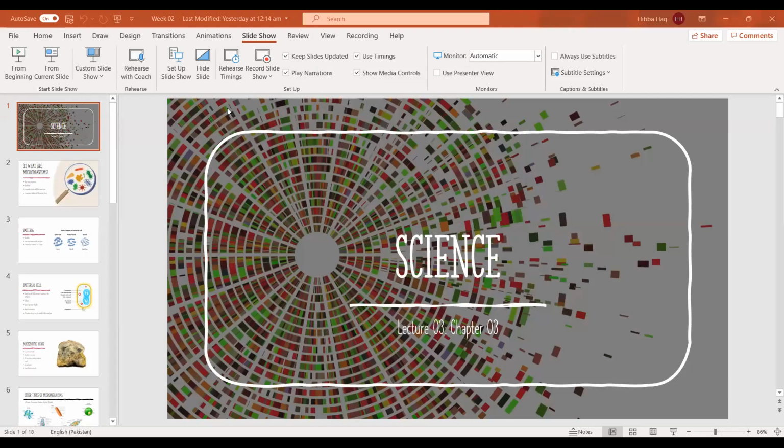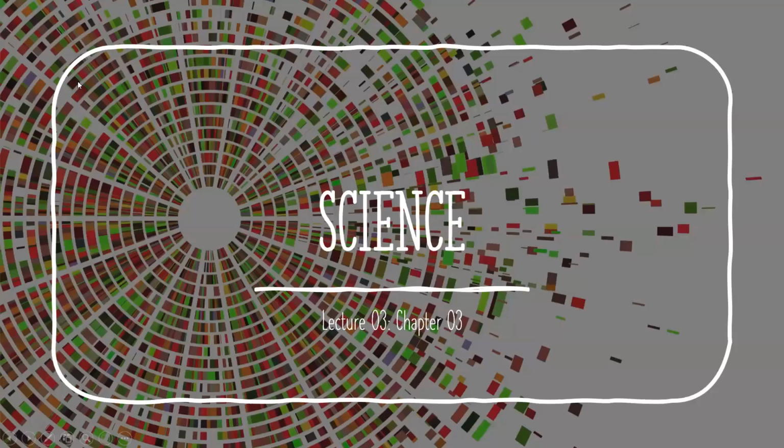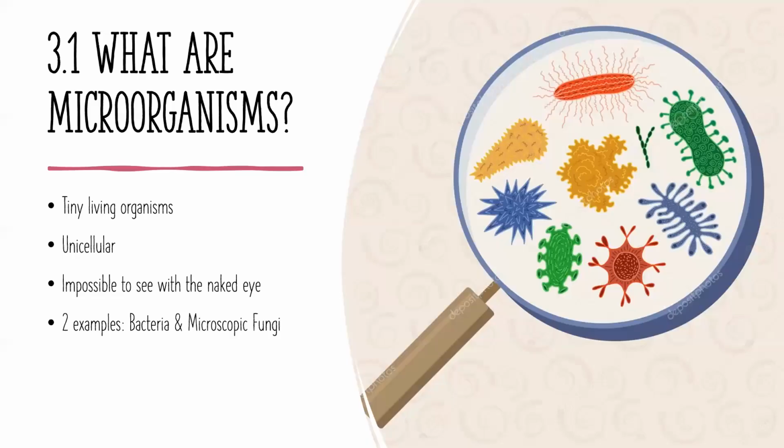Right. So we'll be starting off with microorganisms today. That is chapter 3 of your science book. Now, starting from the very basics, what are microorganisms? The word itself says that they are organisms that are very, very small, which means that they're very tiny living organisms.